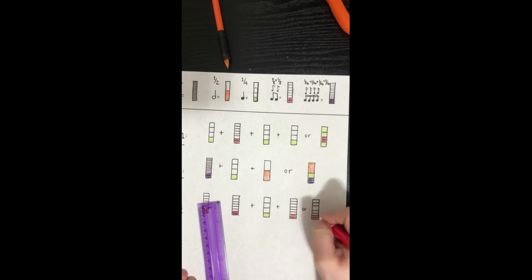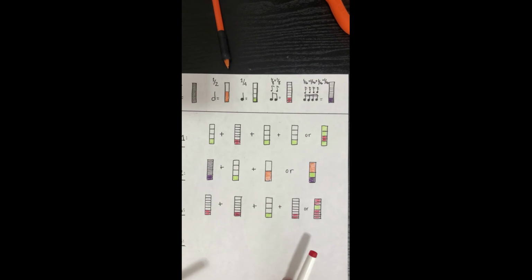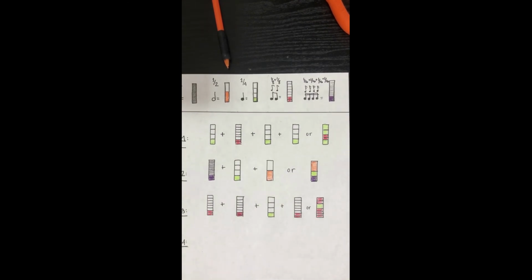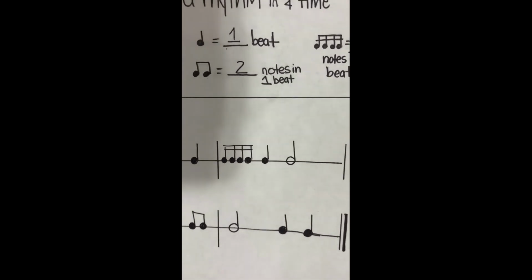Let's see. Eighth note pair, eighth note pair, quarter note, eighth note pair. Yeah, it looks like all of my parts equaled a whole. I've got eighth note pair, eighth note pair, quarter, eighth note pair. And then the very last measure, we had a half note and 2 quarter notes.